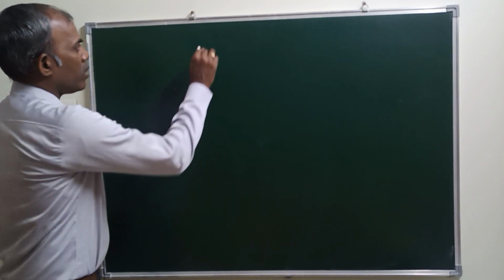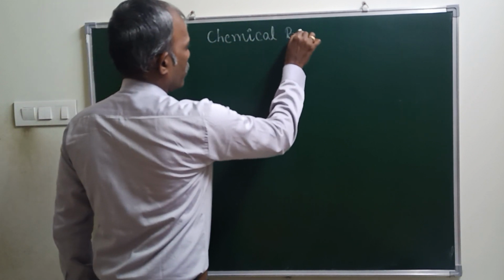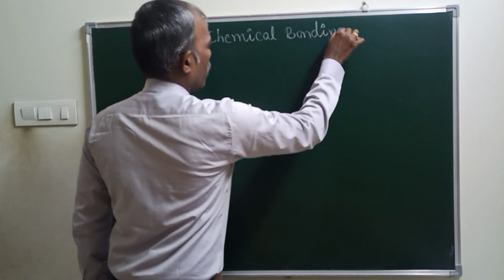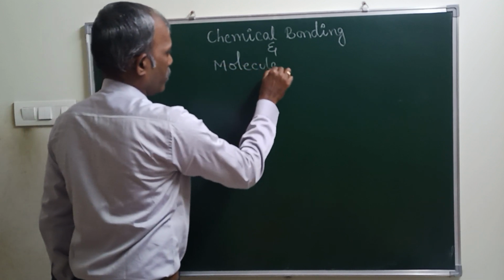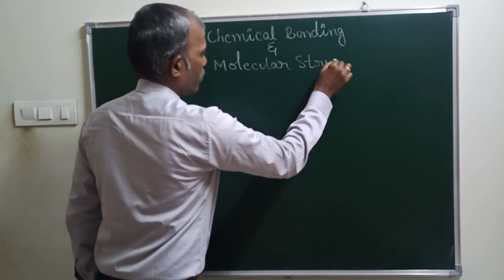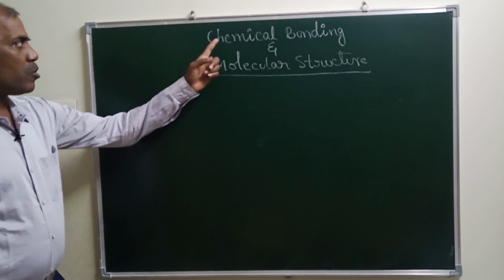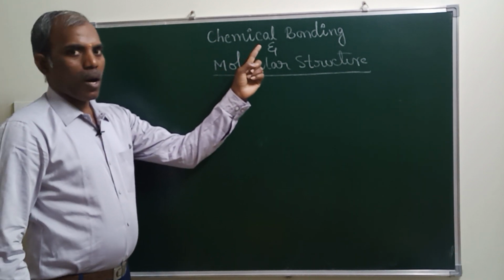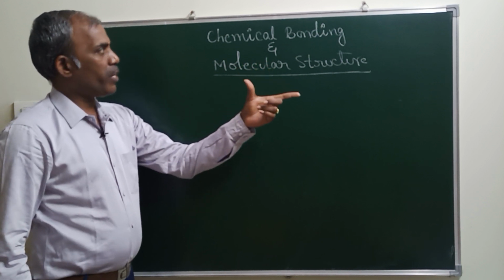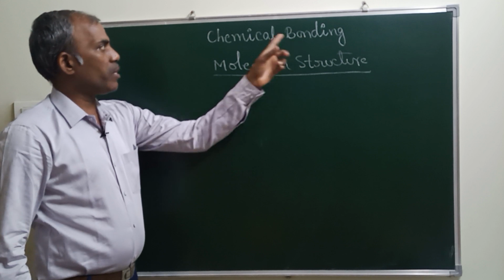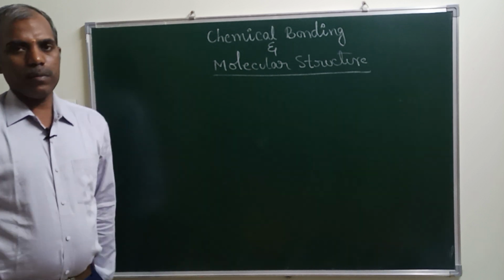So the chapter is chemical bonding and molecular structure. In this chapter we are going to learn the bond between atoms, bond between ions, bond between molecules. In simple, bond between chemical species, as well as the structure of the molecule.